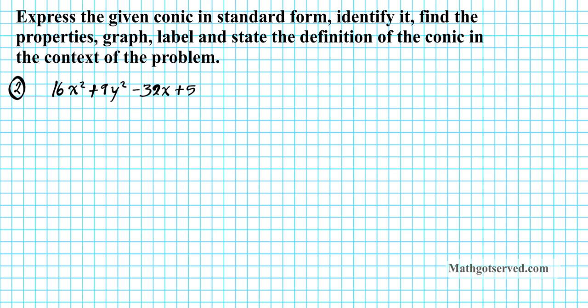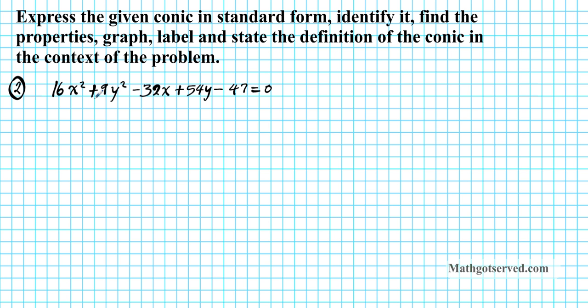plus 54y minus 47 equals 0. Now we're following the same instructions that we used for part 1. Let's see if we can identify what kind of conic this is. We notice that we have two variables being squared here. So that means it's either a circle, ellipse, or hyperbola.